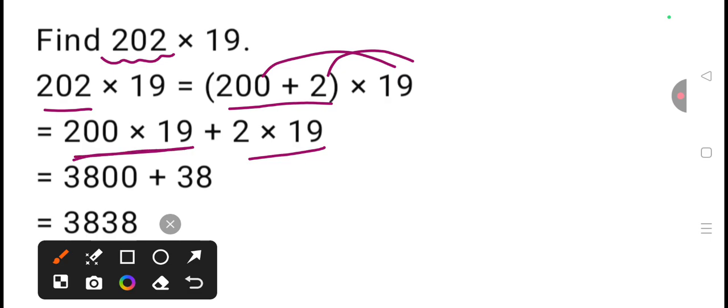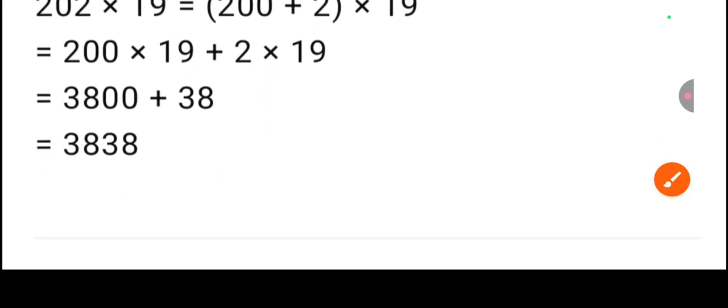So again 200 into 19, you get 3800, and this is the plus sign here. Make sure you are using the proper signs. 2 into 19 is 38. When you add, you will get the answer 3838, right?